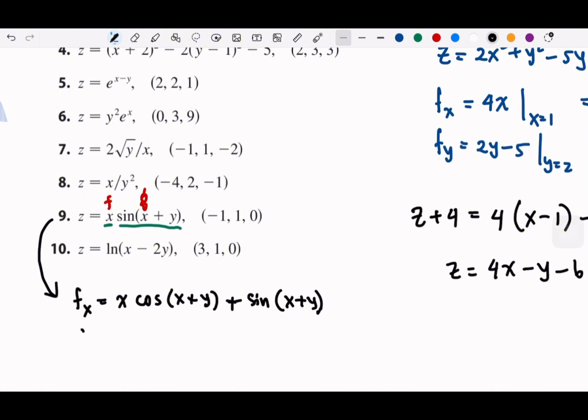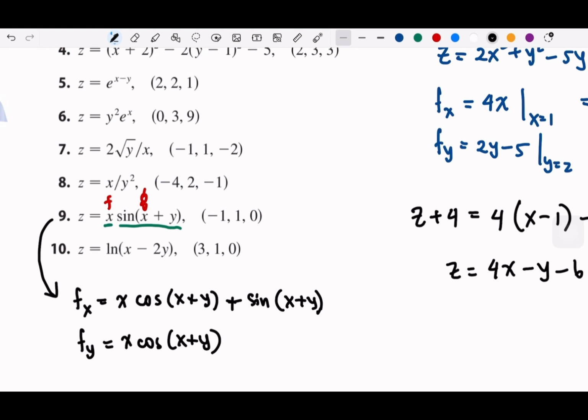Okay, now taking the partial y, it works only on the second function, the sine function. So we can directly derive that sine becomes cosine. And x we treat as a constant, so we just leave it as it is. So this will be x cosine x plus y. Chain rule still 1, so nothing really happened. So this is the partial x, partial y, okay?